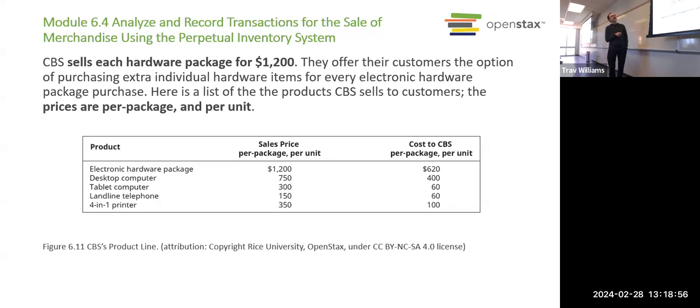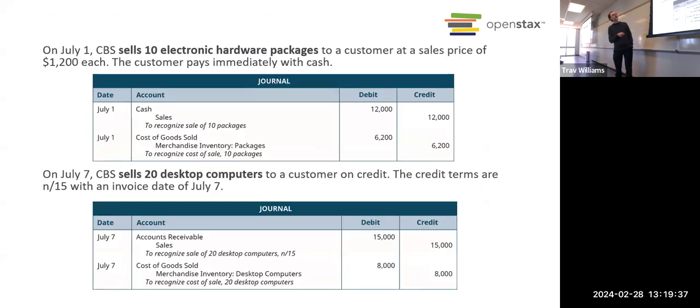So here we have an example again with a computer hardware company. And let's see, they have a price of $1,200 for a package of computer hardware. So we see the entire package here is $1,200. And the cost to the company for that package is $620. So they charge $1,200 to their customer. They pay $620 to their supplier. And the difference is their gross profit. We see the individual items, their prices, and their costs. Okay? So that is the information that these following journal entries will be based on.